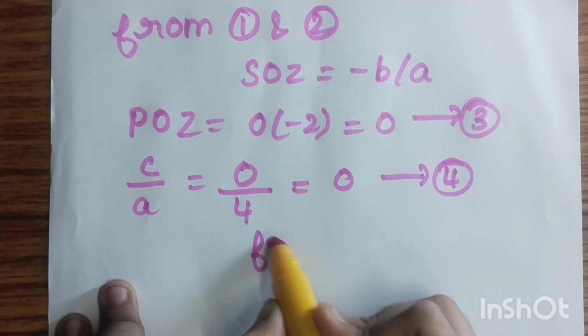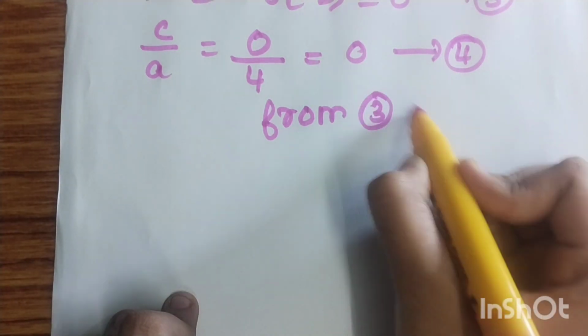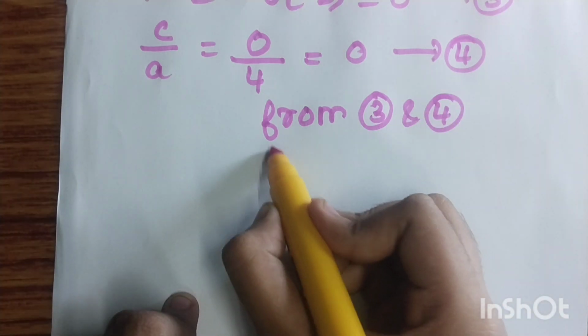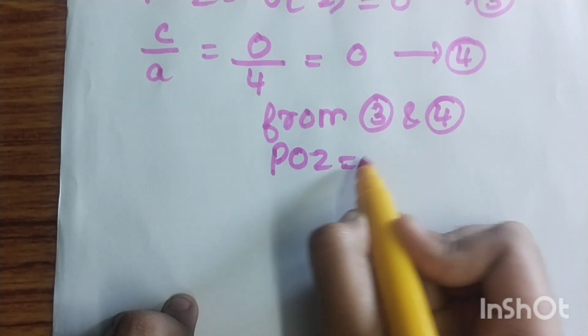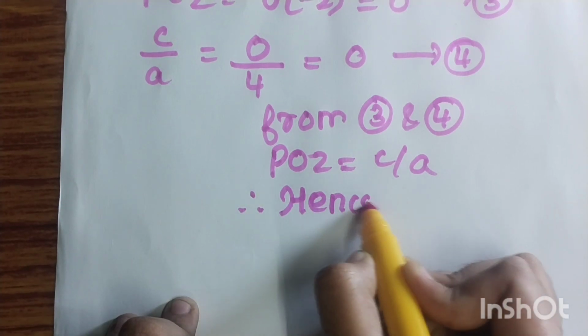So I can write from 3 and 4, POZ is equal to C by A, hence verified.